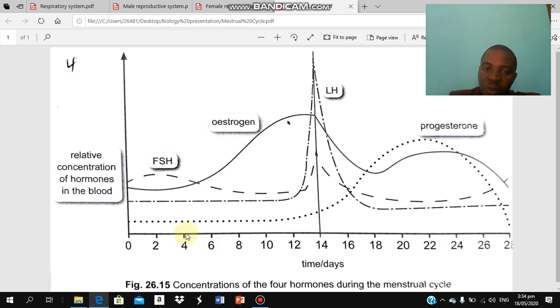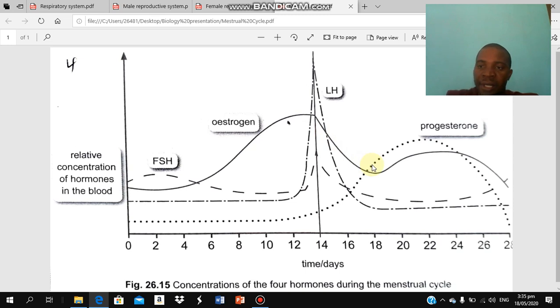Now, when we look at these hormones, the level of estrogen increases immediately after menstruation, immediately after day 6, for specific reasons which we are going to look at as we go on. Now, the level of progesterone also, if you look at the lines very well, increases immediately after ovulation. Immediately after day 14, the progesterone level goes up and the estrogen level starts to drop down.